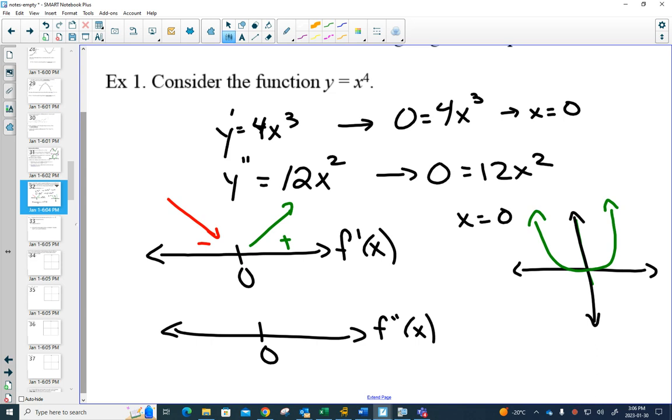plug in 0 into your second derivative, you will notice because it's an x squared, whatever I plug in will be positive. It's concave up on both sides. So 0 is not an inflection point because it didn't change from concave up to concave down or vice versa. So just showing that the second derivative equals 0 is not enough for an inflection point. For inflection points it will always be 0, but we have to have another piece of information that shows it.